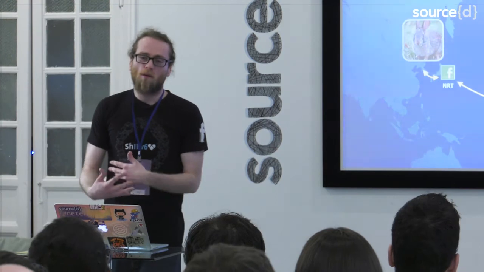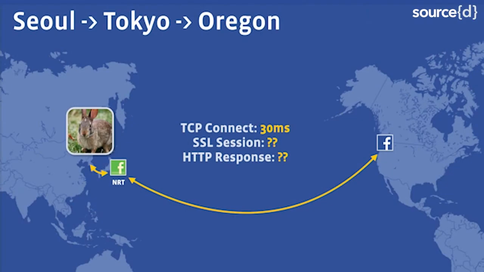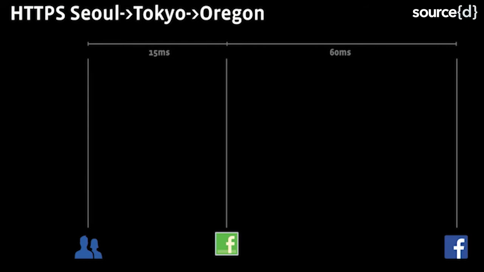So how do we go about making this better? In this example, if we had a POP, or point of presence, in Tokyo, what would the difference be? Tokyo to Seoul is about 15 milliseconds at speed of light.